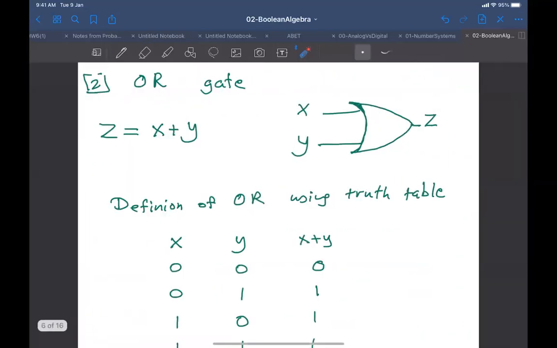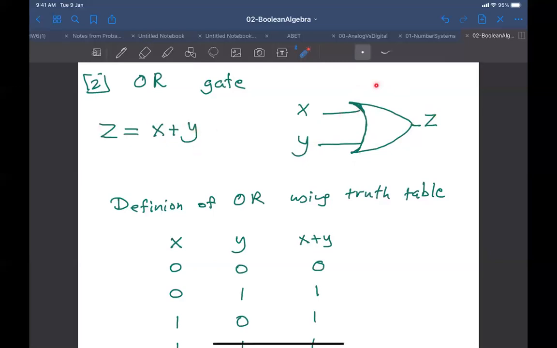All right, let me move on to the OR gate now. In the OR gate, we define it like this: Z is equal to X ORed with Y. And symbolically, we have a curved arc here, and then a pointy head here. So this is input X and this is input Y, and Z, which is the output here, is equal to X or Y. This is the symbolic form of the OR, and this is the algebraic form of the OR.